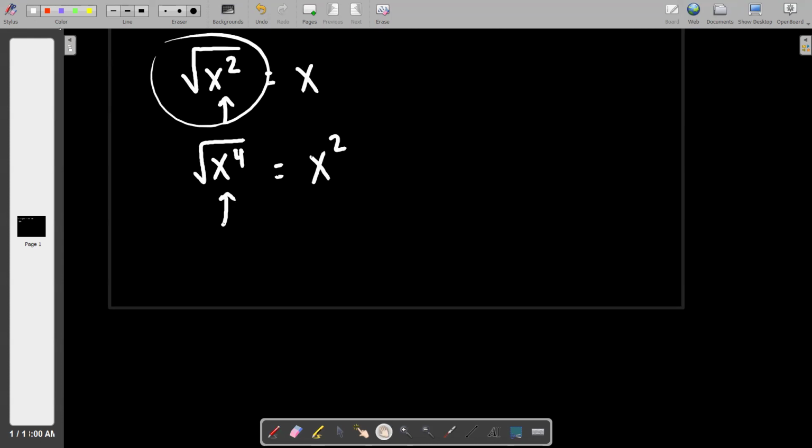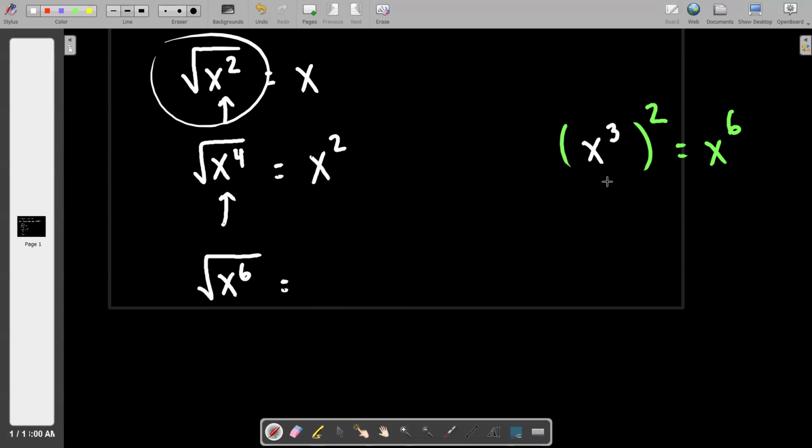Let's take it a step further. What is the square root of x to the 6th? The question really is, and I'm going to write it in green over here off to the side, what would you have to square to get what's inside, x to the 6th? What would you have to square to get x to the 6th? X to the 3rd, because we know our properties of exponents. I'm looking for something that when multiplied by 2 makes 6. So the square root of x to the 6th is x to the 3rd.